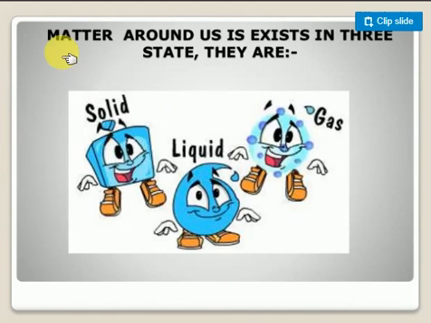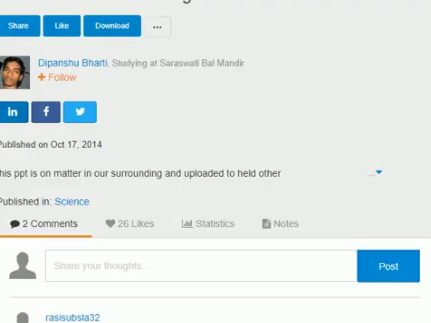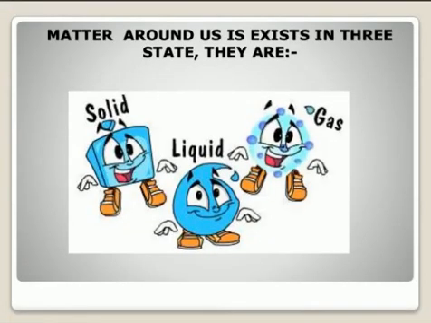Now, one point to remember: matter around us can exist in three states. Suppose I take water. Water exists in solid state, liquid state, and gaseous state. All these states are interconvertible from one form to another. Matter around us is exhibited in three states.